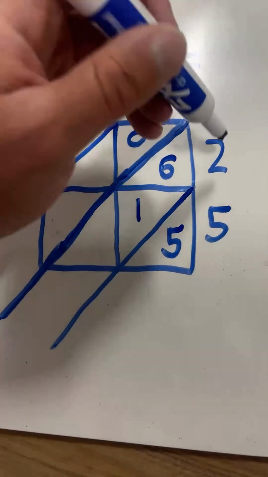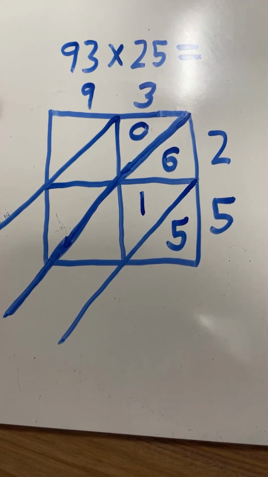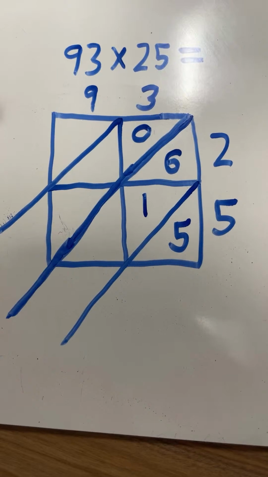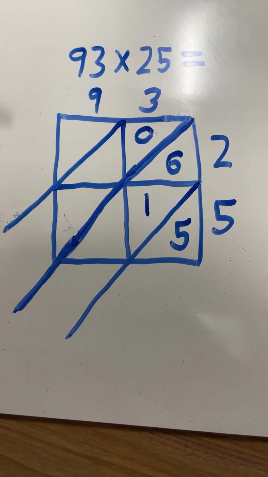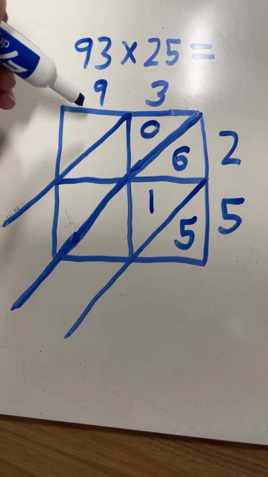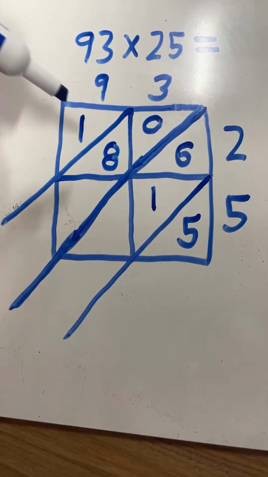Next, we're going to multiply 9 times 2. The answer to 9 times 2 is going to go in this square right here. Let's see if you can put the answer to 9 times 2 in the chat. Correct. 9 times 2 is 18. So 1 in the top triangle, 8 in the bottom triangle.